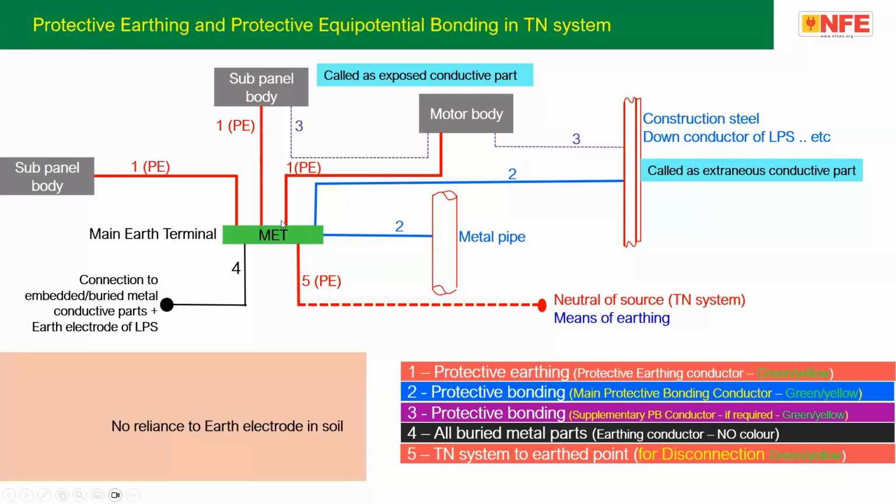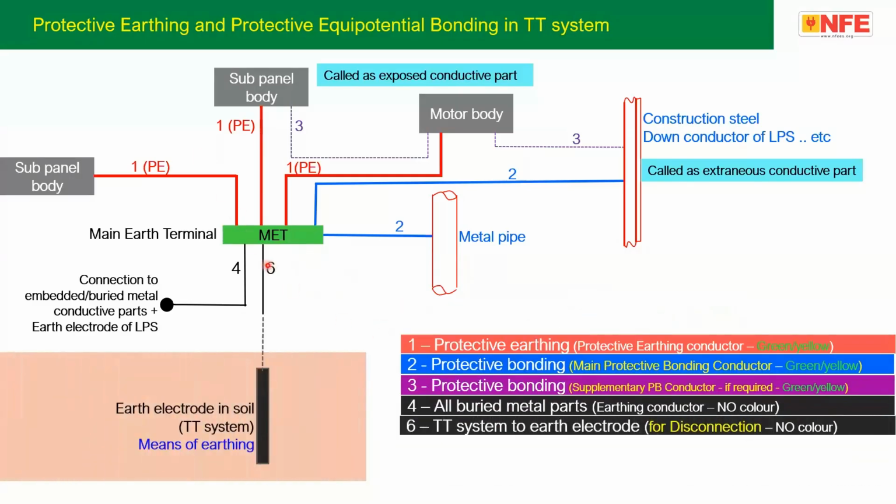And the MET has to be connected back to the neutral of the source, which is called the means of earthing. So here, what you can see, I'm just writing, the MET is connected to the neutral of the source. This is for a TN system. In case of a TT system, the MET is connected to the earth electrode in soil. However, TT systems are legally not recognized in the regulation, because the regulation always says there should be an earth terminal, meaning a TN system.